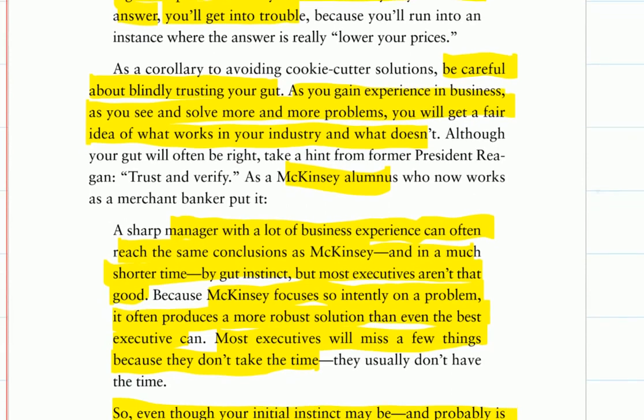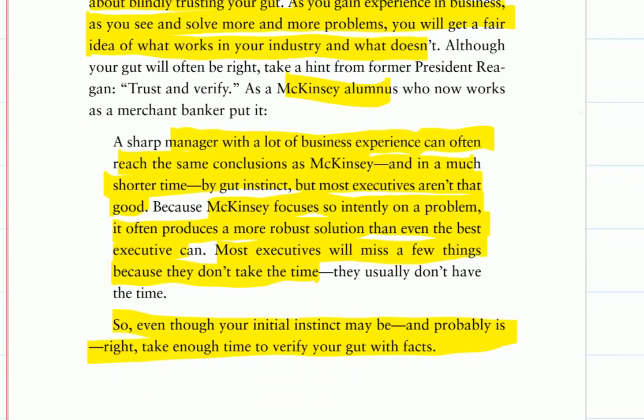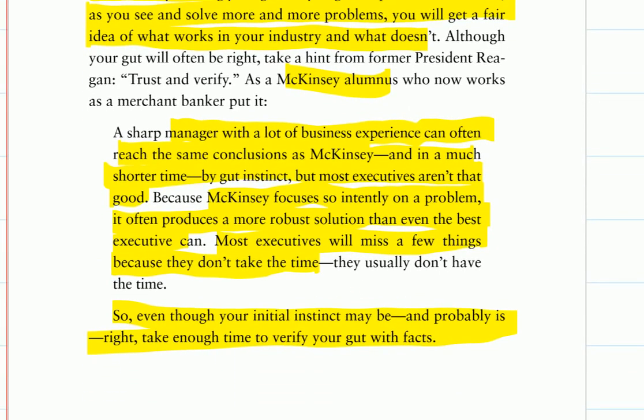As you gain experience in business, as you see and solve more and more problems, you get a fair idea of what works in your industry and what doesn't. Then he compares this to what the benefit of having a McKinsey alumnus in your business is. He says that a manager with a lot of business experience will maybe reach the same conclusions as McKinsey does, and maybe in a shorter time, with less expense and without disrupting the business. But he says that most executives are not that good. Many people may try, but only the best executives might be able to do so.